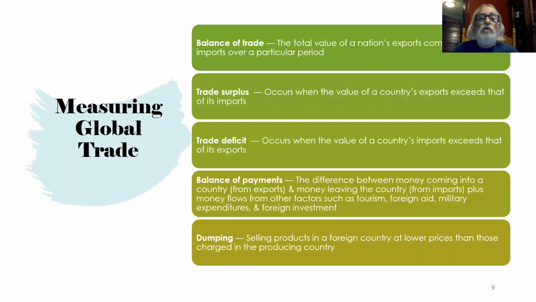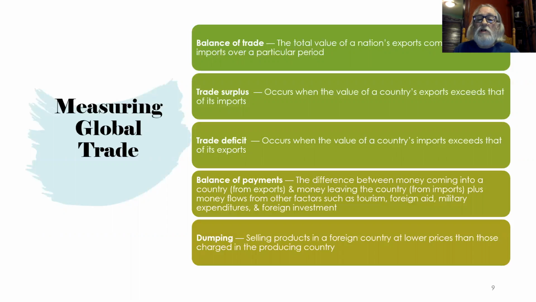It's kind of similar with a trade surplus and a trade deficit. A surplus occurs in trade when the value of your exports exceeds that of the imports. And the exact opposite happens with a trade deficit. When your imports exceed your exports, then you're running a deficit. In other words, your balance of trade is on the negative side, if you look at it that way.